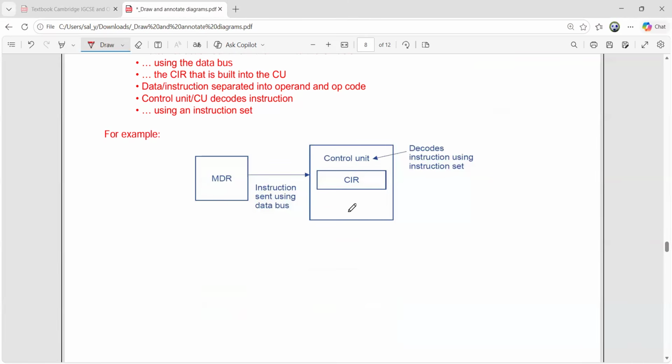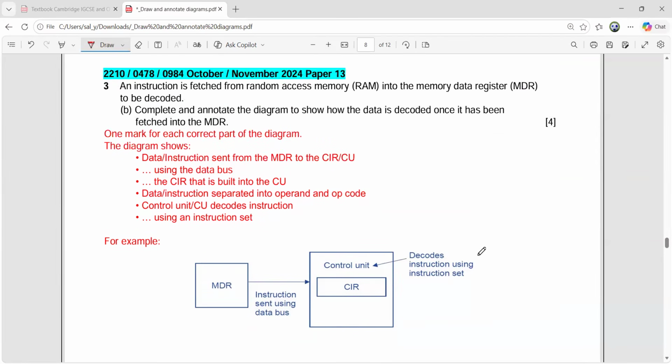Control unit is containing CIR, and by now we are all clear about the use of control unit as the main thing that is there to store the CIR, current instruction register. And see, this seems to be so difficult when you read it. It's a 4-mark question, and again, so simple. They wanted you to draw one box with control unit written, and inside you will draw the CIR, and then you have MDR on the other side, and then you simply say instruction is sent using data bus to the control unit, which is there to decode the instruction using the instruction set. And that will give you definitely 4 out of 4.